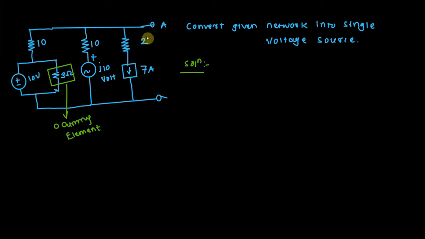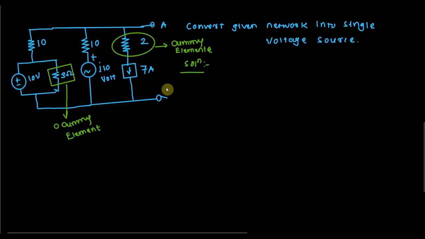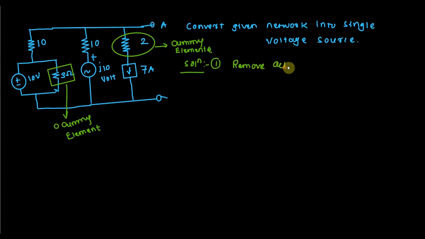Similarly, you can see here that this 2 ohm resistance also is a dummy element, because it comes in series with the current source. So if any resistance comes in series with the current source, it will be treated as a dummy element. So in the first step, what we will do is remove all the dummy elements.